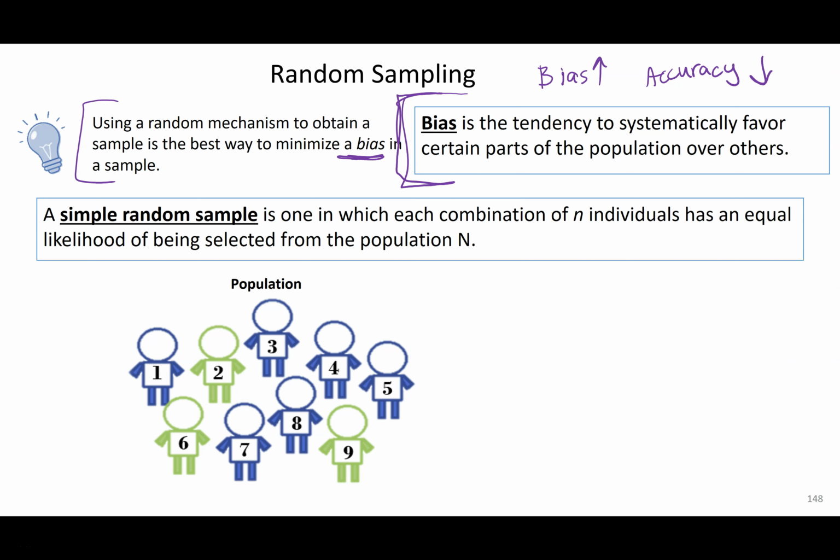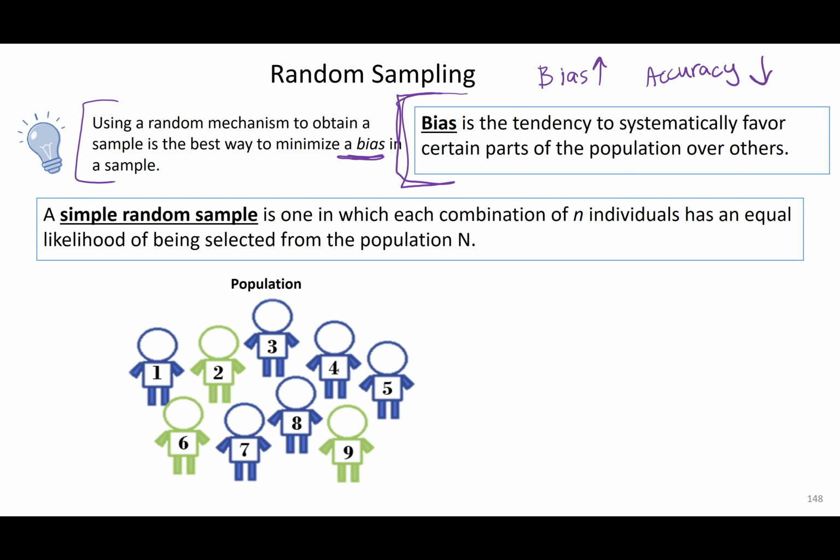So the fact that when I took my sample, I just took 314 people who happened to be right there and happened to be accessible, it meant that I was favoring those students over pretty much anybody else. So there are a lot of students that weren't represented in my sample.